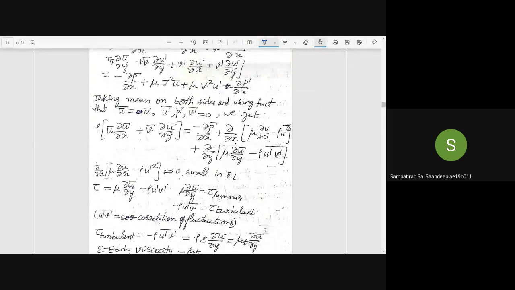But the main important point I want you to take away from here is that in the equation, generally we write dou by dou x of mu dou u by dou x and dou by dou y of mu dou u by dou y. But here there are some extra terms like rho u bar u prime squared and minus rho u prime v prime. In a boundary layer we usually neglect these, and this is after many experimental observations.